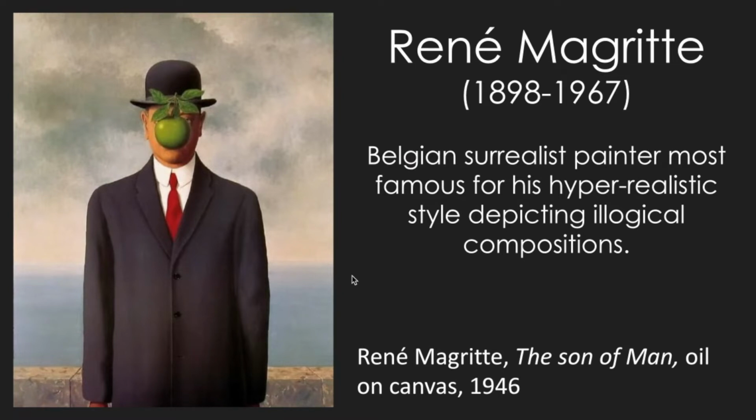So he's a Belgian surrealist painter, who lived at the turn of the 1900s up until 1967, and his artwork is most famous for his hyper-realistic style and depicting these illogical compositions. When I say illogical compositions, I'm talking about, look, why in the world is there a green apple in front of his face just floating there? Doesn't make any sense. And that's kind of surrealism for you as well. So he was a super skilled artist who used this hyper-realistic style. Very cool stuff. So this artwork is called The Son of Man, done in 1946.